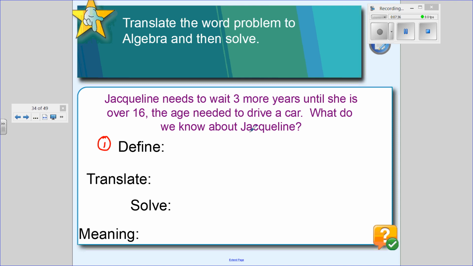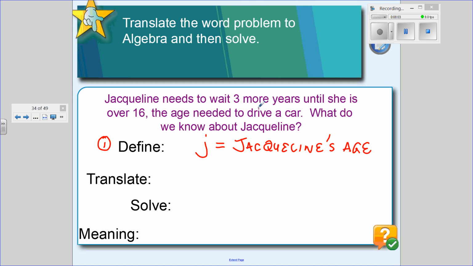What do we know about Jacqueline? So define a variable. I'm going to use J, since that stands for Jacqueline. I'm going to say J is equal to the unknown, which is Jacqueline's age. And you might already logically have an idea of how old Jacqueline is, and I understand that this is pretty elementary, but we have to start somewhere. Jacqueline's age. Okay, and let's translate.